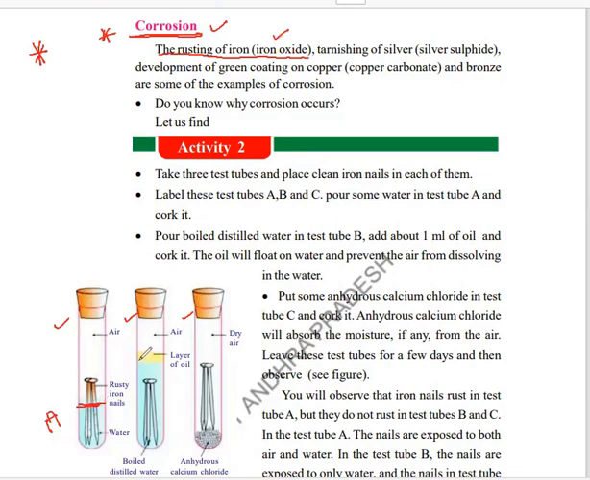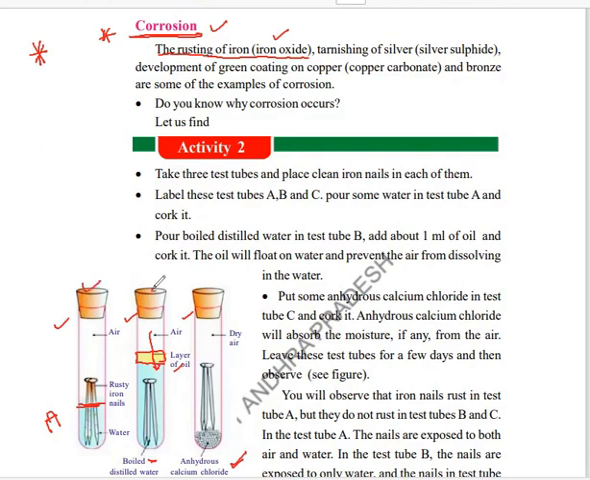In the second test tube, you completely immerse the iron nails in water, and on top of this layer we fill oil. Why? Because it prevents the entry of air. Yes, it is better if you take boiled water, which does not contain any air, right? In the third test tube you have to take anhydrous calcium chloride, anhydrous calcium chloride.